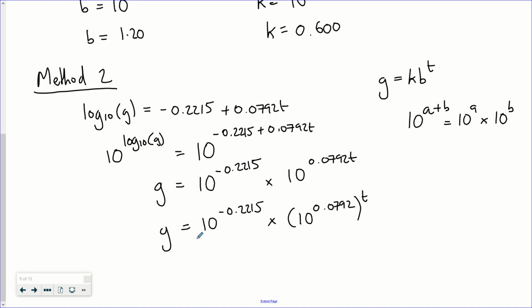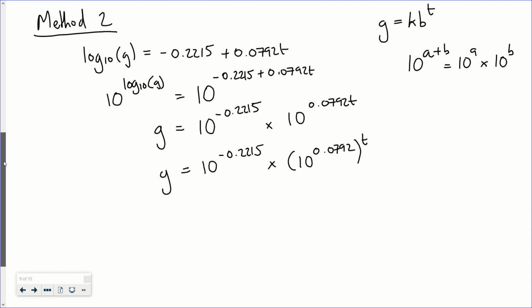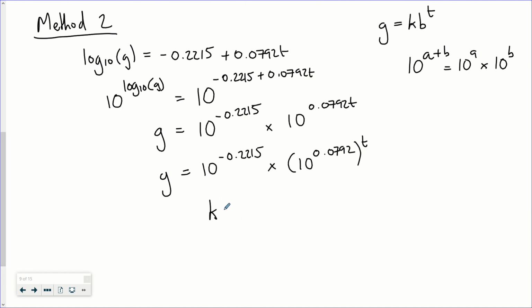So from this, it's clear that in our model, k is equal to 10 to the power of minus 0.2215, and this b part is 10 to the power of 0.0792. And then you could work out the same numerical values that we did in method 1.